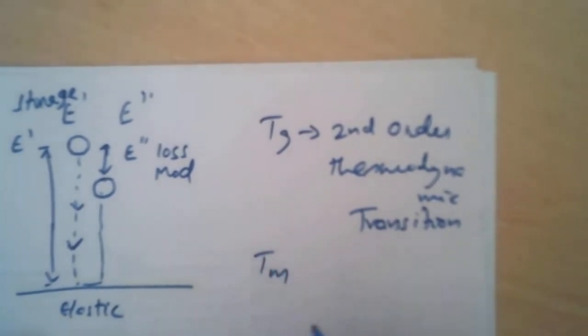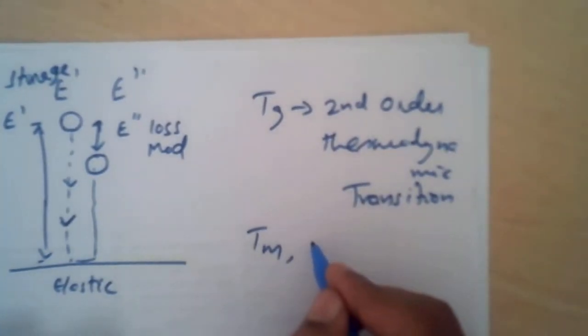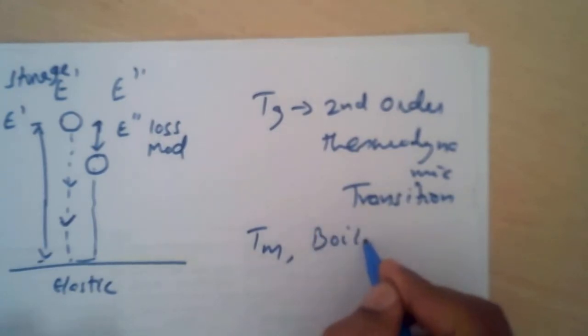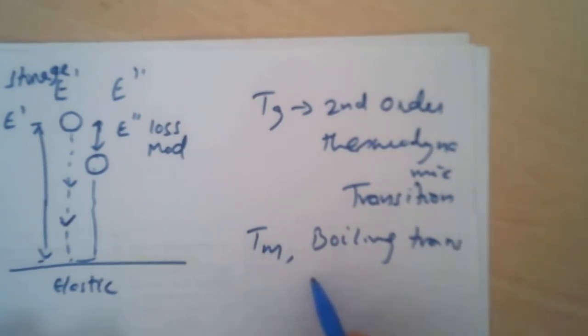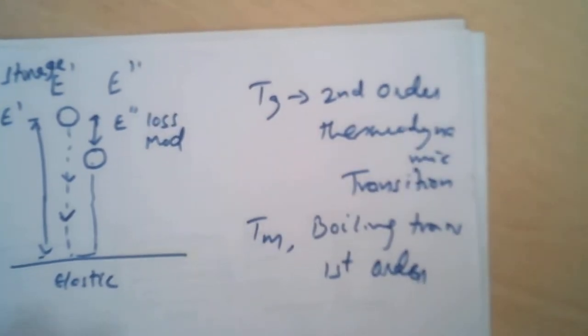And whereas Tm, melting temperature, and boiling point, that is also known as evaporation, right? The temperature at which the material evaporates or boils. It really doesn't matter which symbol it is, but the boiling transition. So these are first order transition, first order thermodynamic transition.